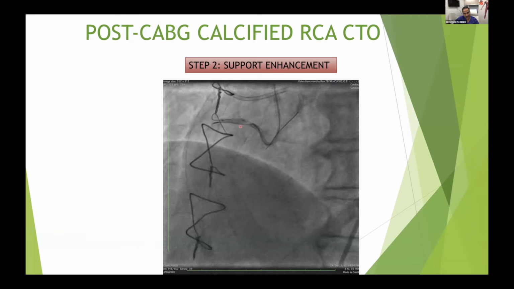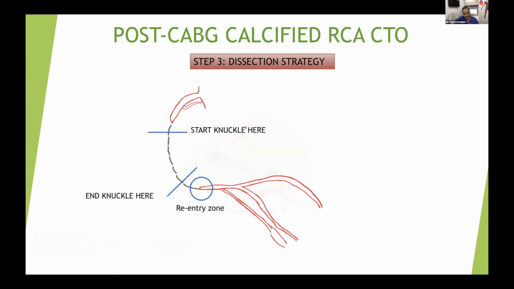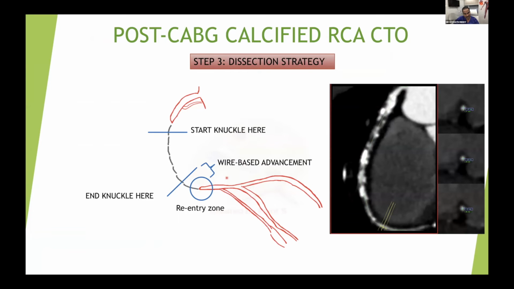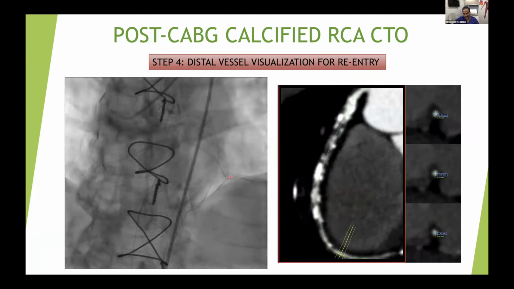You can see here, we can trap this microcatheter with a balloon, which gives immense support for your next dissection strategy. So what's the dissection strategy here? You can start a knuckle within the CTO and advance the knuckle till here. From here again, we can move on to wire-based advancement, that is nothing but a bougie technique, until our re-entry zone, so that we can have a dry re-entry.